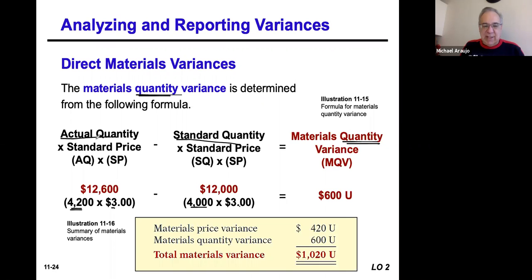So again, they're breaking it down into looking at the variance for price and also the variance for quantity. The variance for price came to $420 unfavorable. The quantity variance was $600. So the total, as we looked at in the very first slide, is a $1,020 difference, unfavorable. So it's broken down into price and quantity. That's what's a little different here.